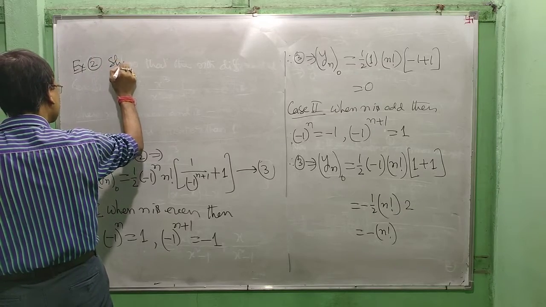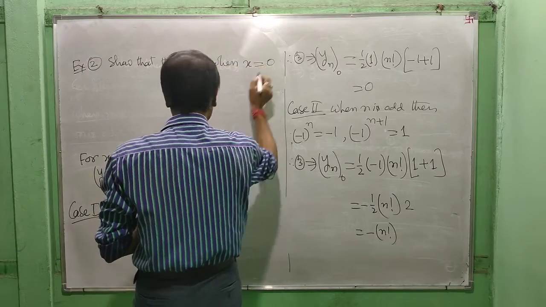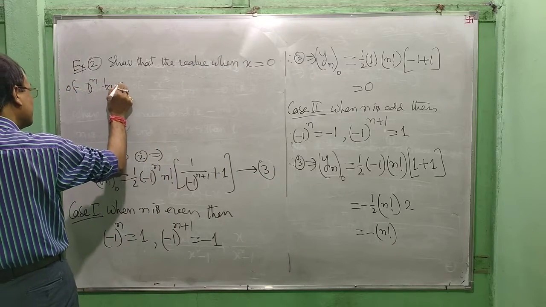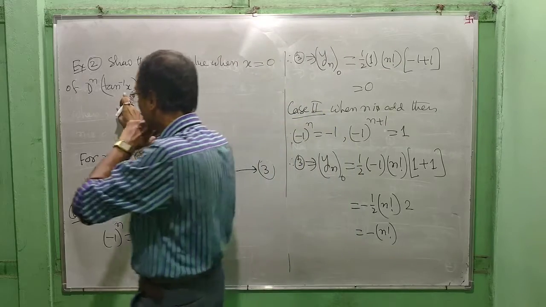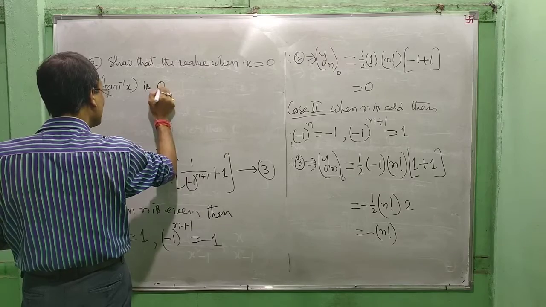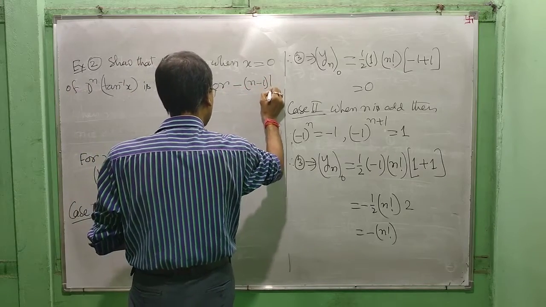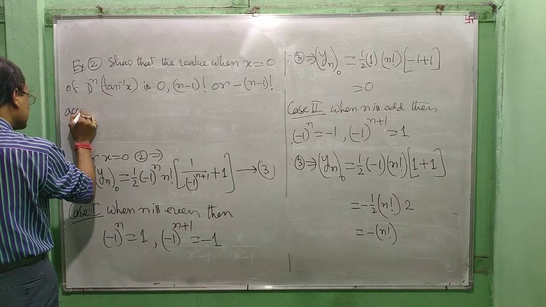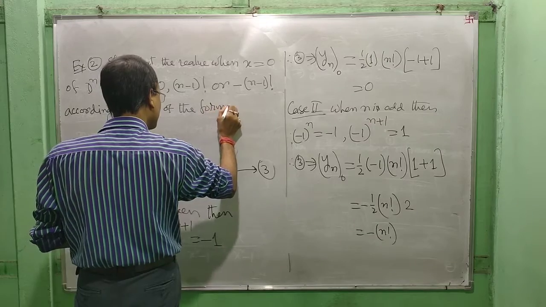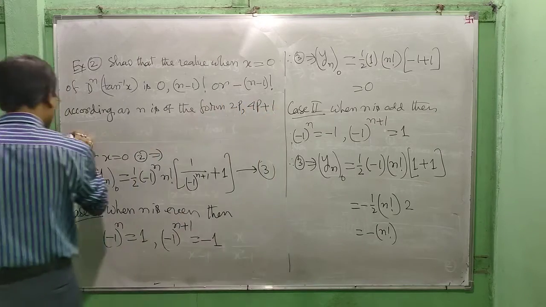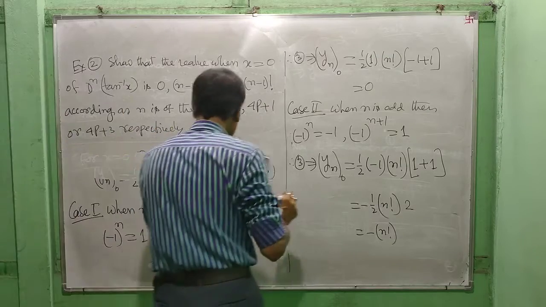Example: show that the value when x equal to 0 of the nth differentiation of tan inverse x is 0, factorial n minus 1, or minus factorial n minus 1, according as n is of the form 2p, 4p plus 1 or 4p plus 3 respectively.